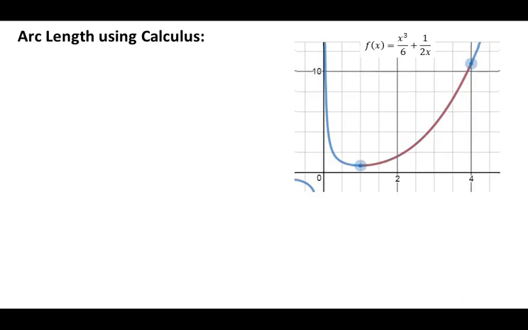Now imagine we had a function such as shown here, f of x equals x cubed over 6 plus 1 over 2x, and we wanted to find the arc length between these two points shown in red here. We'll call that distance L. So we want to find L. Well, now this is hard, right? Because we can't use Pythagorean's theorem to get that. It's curved. And this is why we need calculus, because when we're dealing with curved lines like this, things get harder.